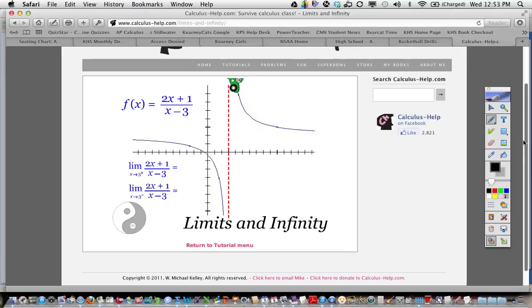from the left and right are different. As you approach 3 from the right, f gets infinitely large, so we can say that the limit as x approaches 3 from the right of f of x is infinity. However, as you approach 3 from the left, f of x gets infinitely negative, so we say that the limit as x approaches 3 from the left of f of x is negative infinity.